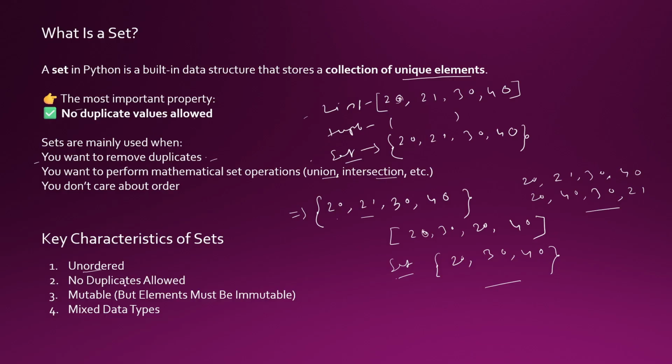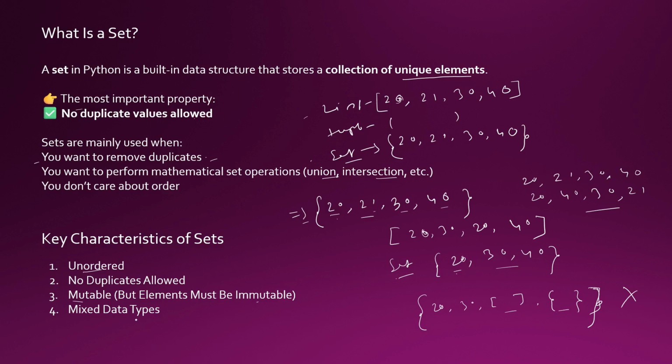No duplicates allowed. So as I told you, set doesn't hold any kind of duplicate value. Set is mutable, but elements must be immutable. So that means this is a set. You can modify this set, but you cannot modify any value under this set. That means if you try to store any kind of list or any kind of dictionary, that cannot be possible, because list and dictionary both are mutable, but the elements under the set must be immutable. That means you cannot store any kind of list or dictionary value.